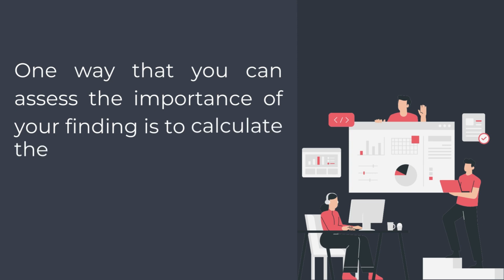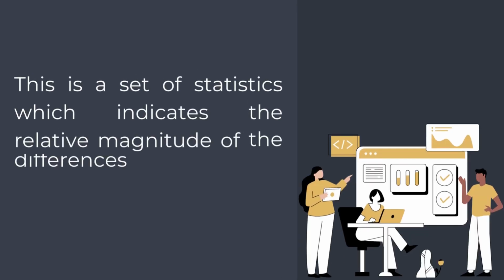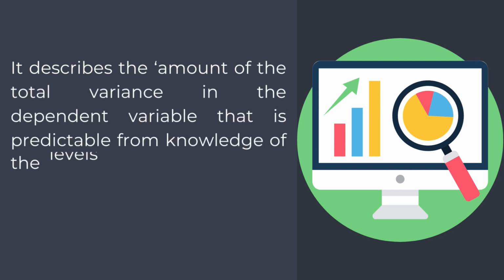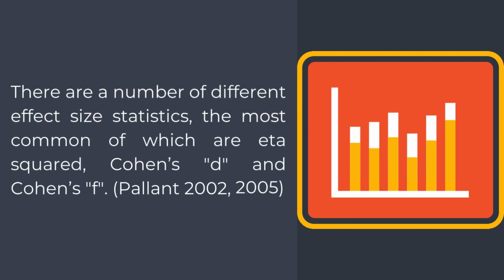One way that you can assess the importance of your finding is to calculate the effect size or the strength of association. This is a set of statistics which indicates the relative magnitude of difference between the means. It means that if we are getting a difference, what is the amount of strength associated with that difference. In other words, it describes the amount of the total variance in the dependent variable that is predictable from the knowledge of the levels of the independent variables. And there are a number of different effect size statistics, the most common of which are the eta squared value, Cohen's d and Cohen's f values, which are computed for determining the effect size of the t or ANOVA test values we get.